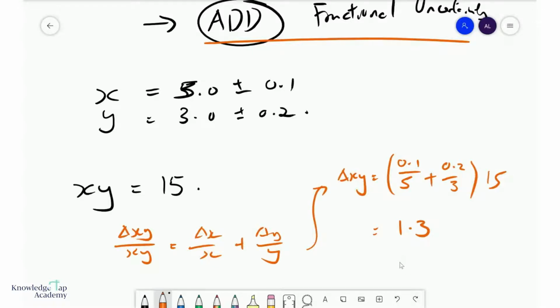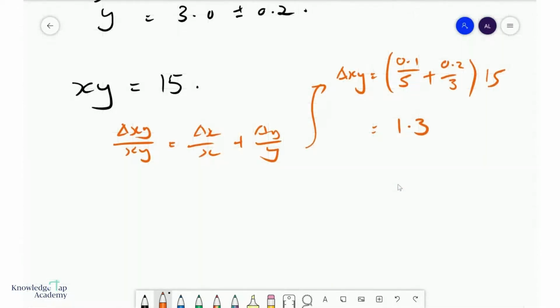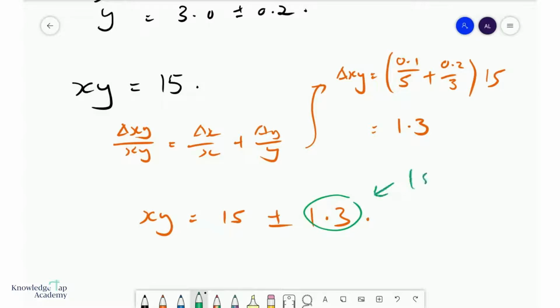So, of course, now we can express the value of xy fully. So xy equals 15 plus or minus 1.3. However, remember that this has to be given to one significant figure. So this is essentially equal to 1 actually. And so 15, of course, has to be given to the same number of decimal places. Since this is to the nearest 1, I can leave this as 15. So that's how we do xy.